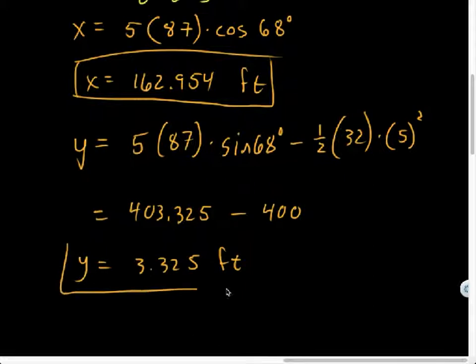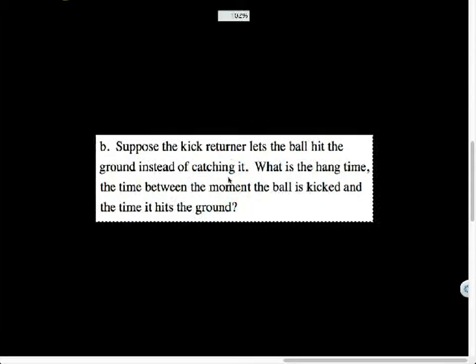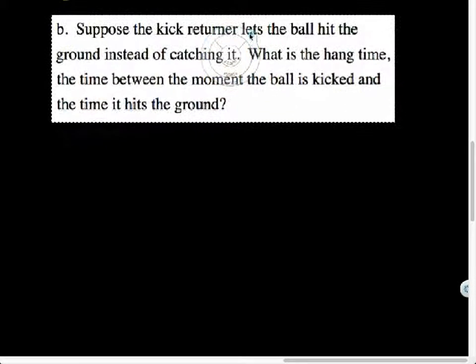So 5 seconds into the kickoff, 5 seconds into the hang time, it is 162.9 feet horizontally away, and it's 3.32 feet in the air when it gets caught. So that's part A. Let's answer part B, which is going to be using some of the same values that we plug in, but it's got another hypothetical.